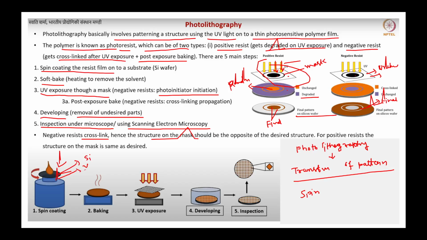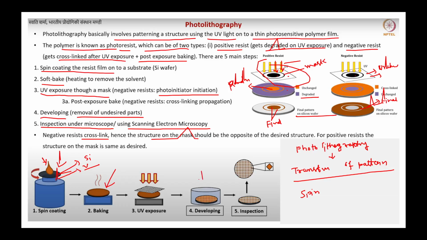This is your vacuum holder, and this is your solution which you want to make a film. After making the film, you will give it some heat and bake it, and then you will put your mask and expose it to the UV light, and this will become this kind of pattern.